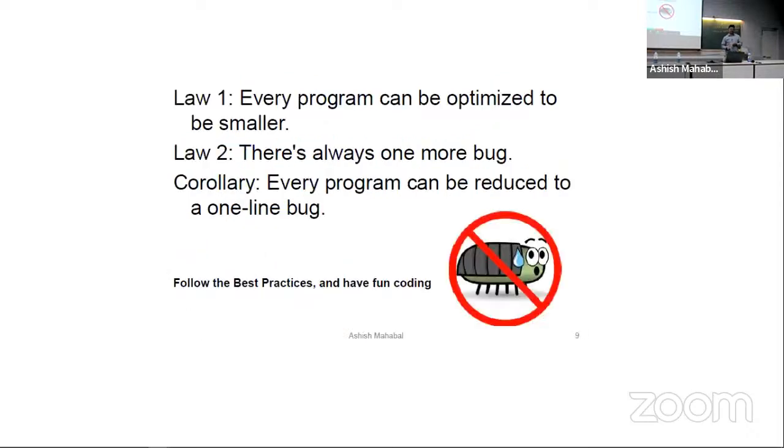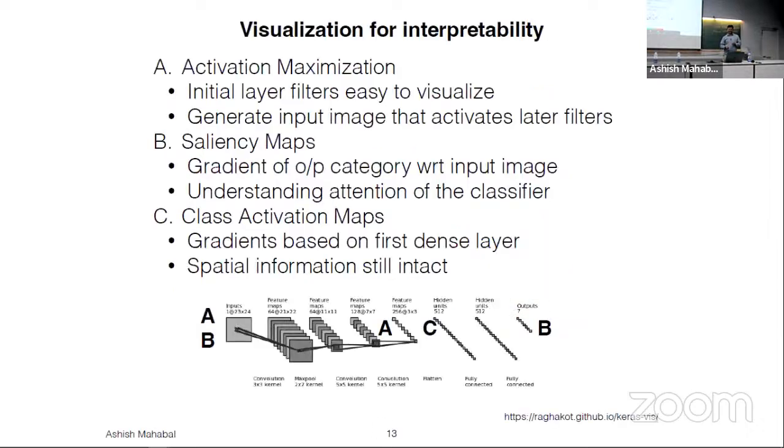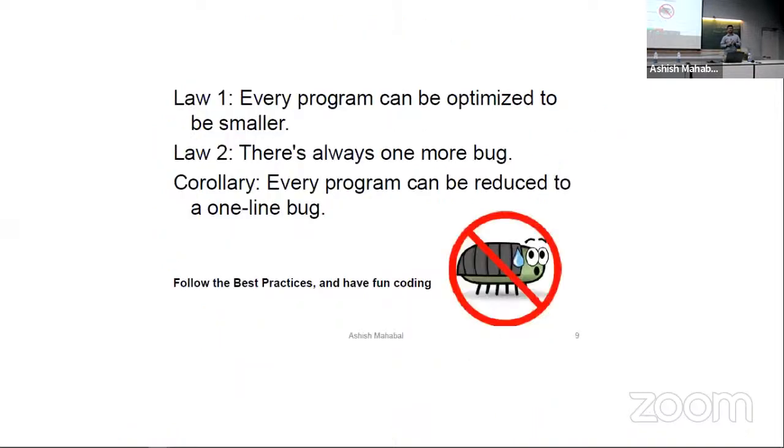Any questions up to here? That's something that I like to show, that every program can be optimized to be smaller, and there's always one more bug. So every program can be reduced to one line bug. That's something I should get into. So we'll go on to the interpretability part, but before that, if there are any questions, maybe we can quickly. All right, we can continue that during lunch or whenever if you have them later.